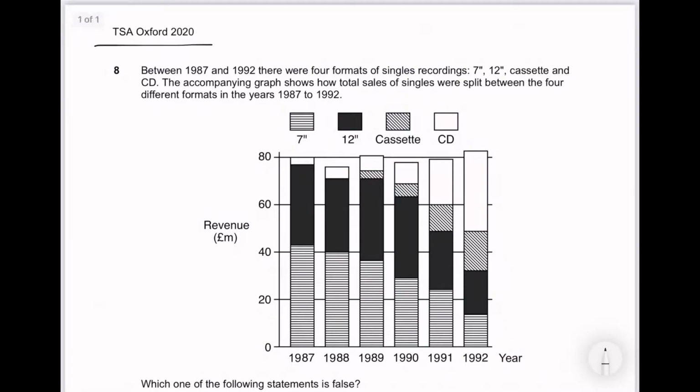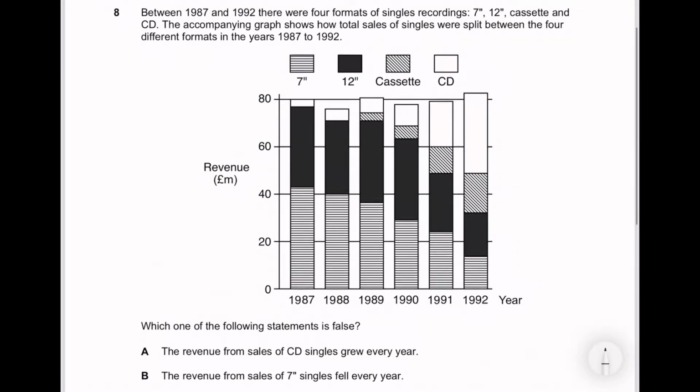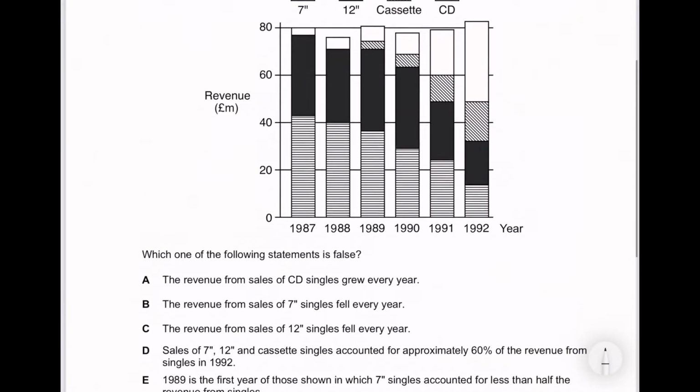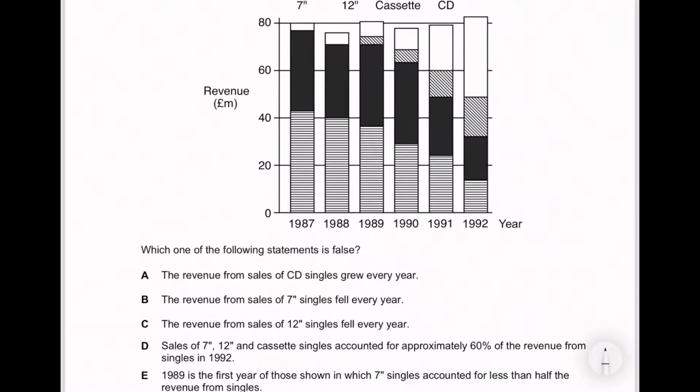TSA Oxford 2020 question 8. So these questions are the ones where you have to analyze data. Usually it's on a chart or some kind of data presentation format like a graph or a pie chart, something like that. And it's asking you to read 5 statements and determine which one of them is true or which one of them is false. In this case, it's asking which one of the following statements is false.